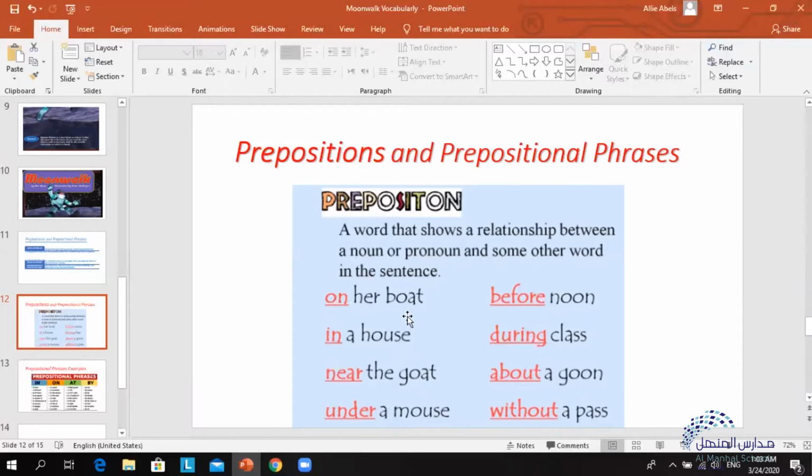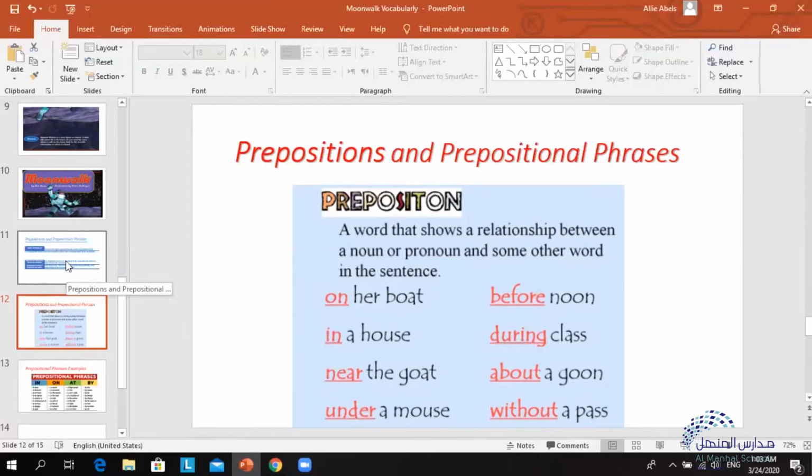Okay, and a preposition like on, in, near, under, before, during, about, or without is basically a word that shows us a relationship between a noun or pronoun, which would be boat in this phrase, and some other word in the sentence. So the function of a preposition is basically to show the relationship of the noun in the prepositional phrase to other words in the sentence.